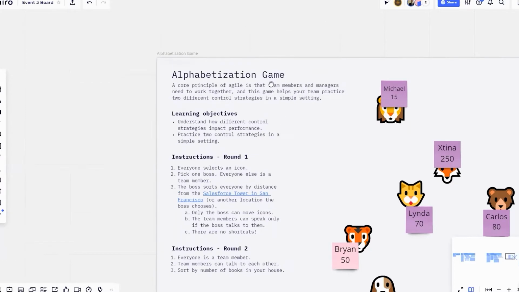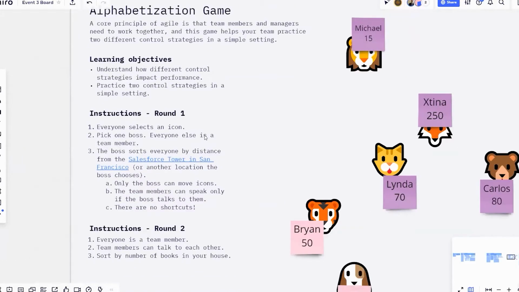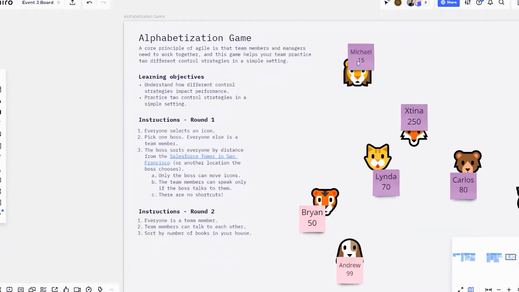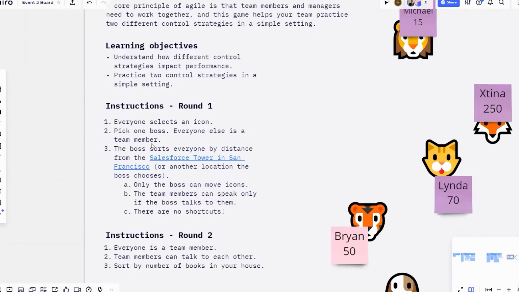So we're going to have 2 rounds. Everyone is going to select an icon. We're going to work on a different board than this. This is just kind of the example. Everyone is going to select an icon of these animals, and you're going to pick one boss. Everyone else is a team member. The boss sorts everyone by distance from the Salesforce Tower in San Francisco or another location that they choose, how far away they are from that tower.